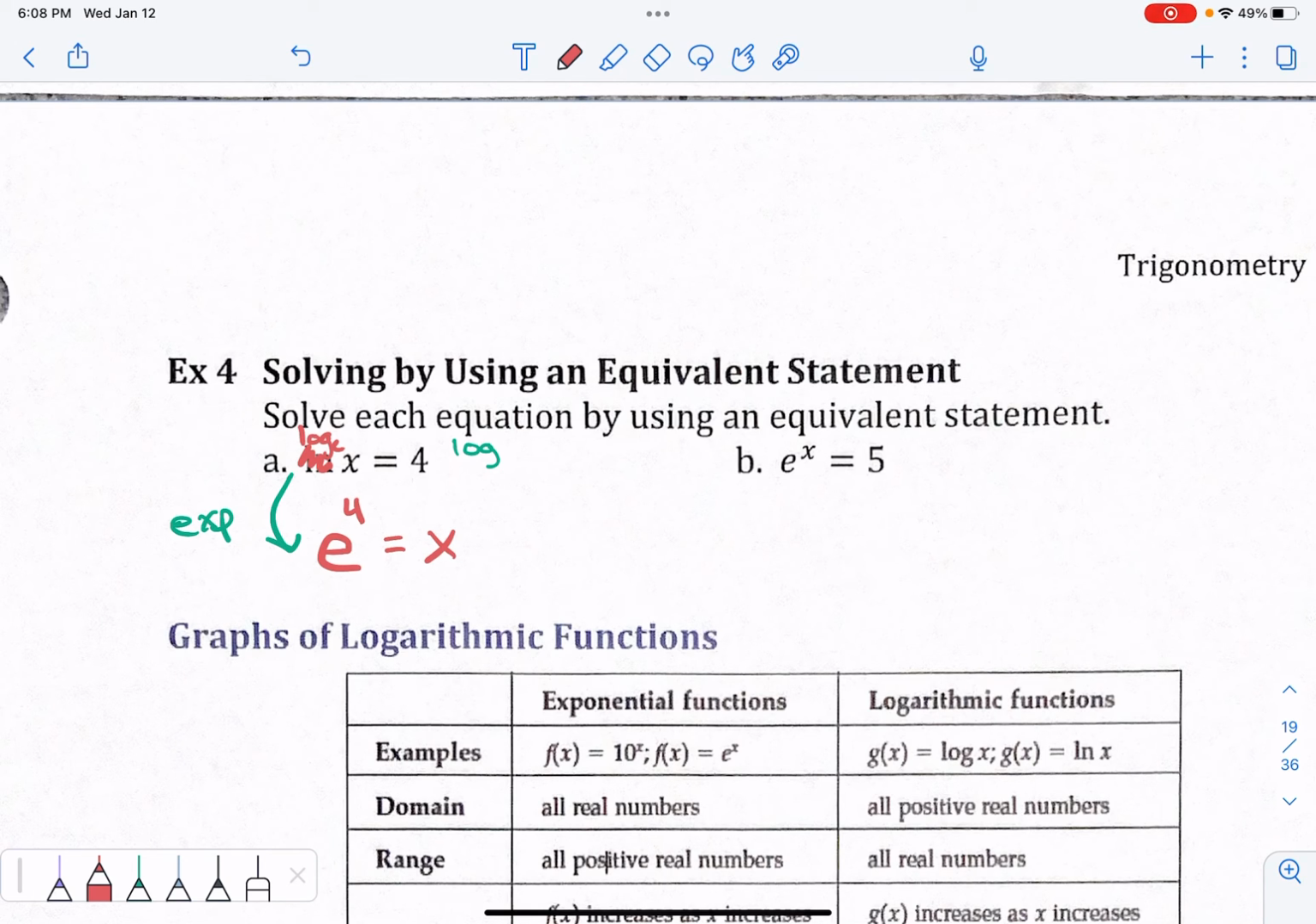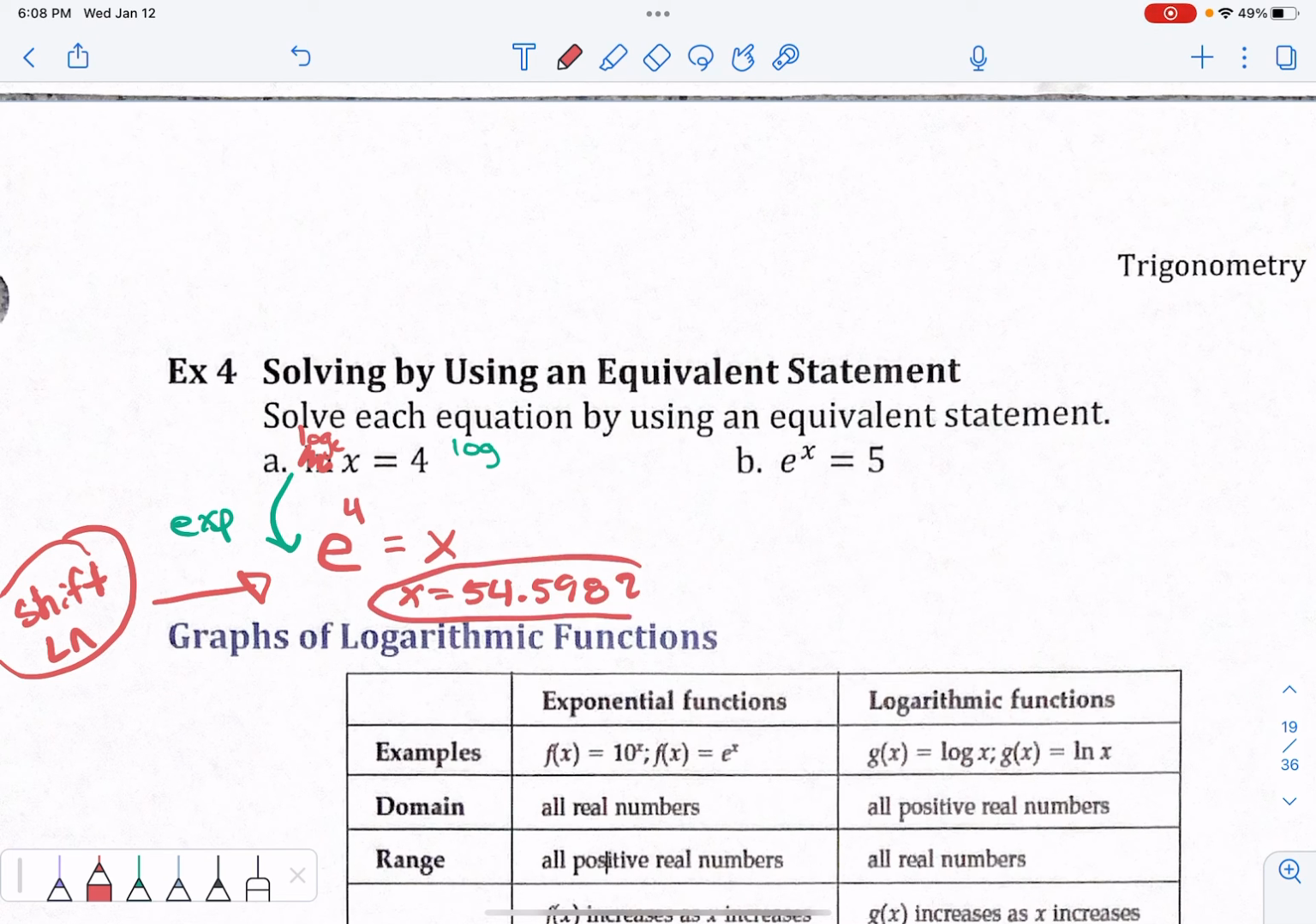Now, to get the e button on your calculator, it will be shift ln, okay? So you'll have to shift ln. That's how you'll get to that e button. And I guess we typed in e when we did the PERT stuff in the last section. So I'm going to go e to the 4th power, and you get something like 54.5982. We'll go 4 decimal places, okay?